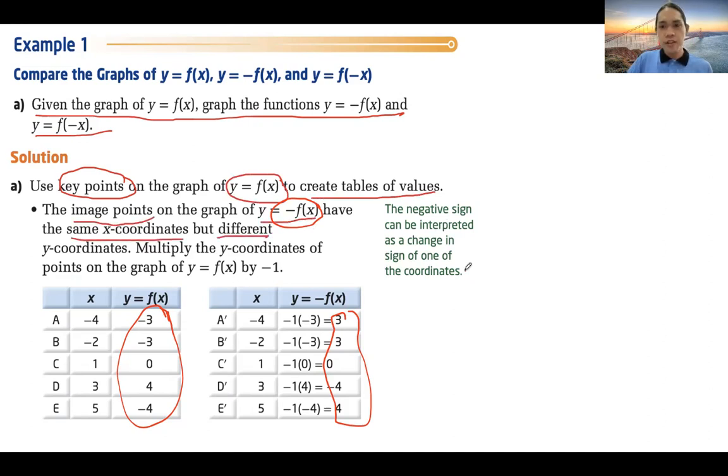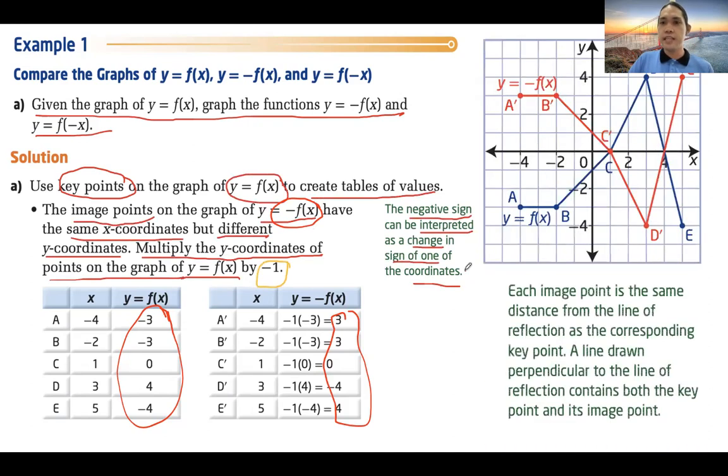Let's see the graph. Oh, I covered the graph. This is the graph of y = -f(x). We just multiplied -1 to your y-coordinates, and you can use the prime symbol to represent the coordinates of your new image points, or reflected transformation. I hope we're clear about this one.